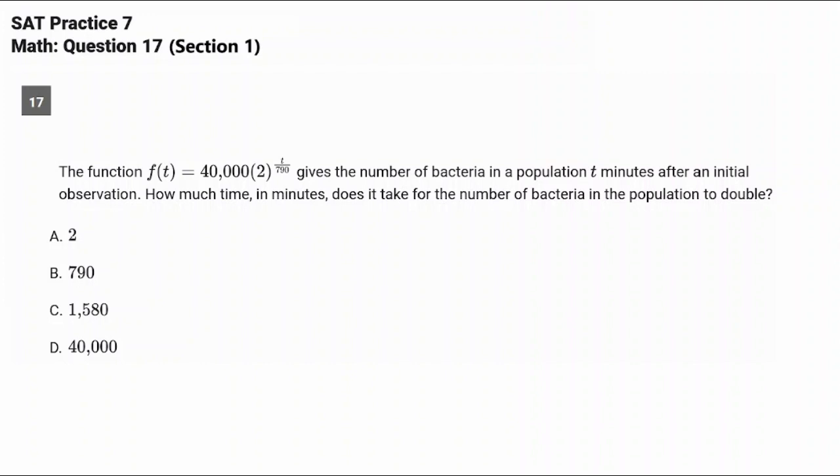The function f of t equals 40,000 times 2 to the t over 790. Man, that's ugly. It gives the number of bacteria in a population t minutes after an initial observation. How much time in minutes does it take for the number of bacteria in the population to double? So what are we looking for? Really important to get the question right. It's minutes to double.